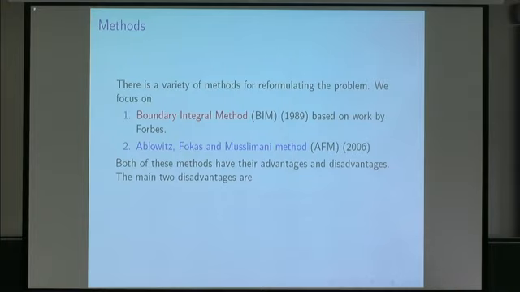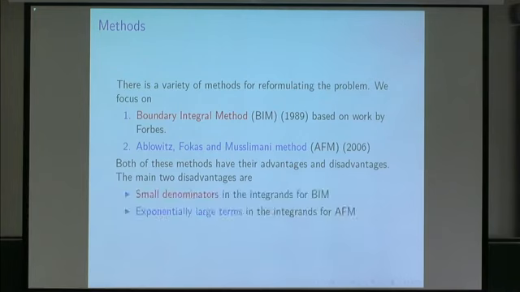But when I was doing my PhD, we were using a lot of methods based on the Ablowitz-Fokas-Musslimani paper. Both of these methods have their advantages and disadvantages. They kind of just push these advantages and disadvantages to different limits. For example, in the boundary integral method, you might see appearances of small denominators, whereas in the Ablowitz-Fokas-Musslimani method, large terms show up not as small denominators but in the exponentials. So there are downsides of both, but there are different ways of dealing with these large numbers that you end up getting.